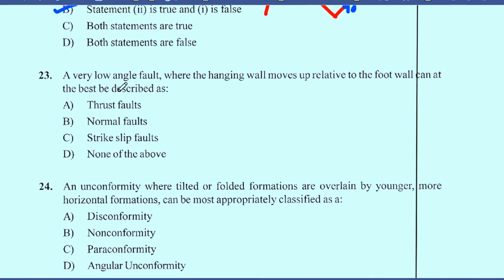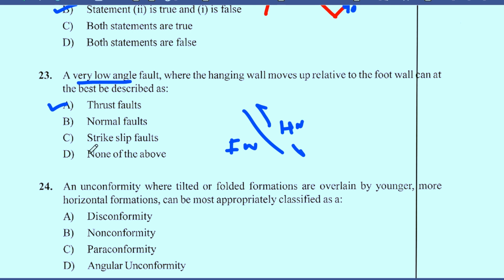Next question is a very low angle fault where the hanging wall moves. First of all, we should know that above the fault plane we call it the hanging wall, and below the fault plane we call it the footwall. In this question, they are telling that the hanging wall is moving up relative to the footwall. If it is going up, we call it a thrust. And one more thing: in a normal fault, the hanging wall goes down. Just remember this.